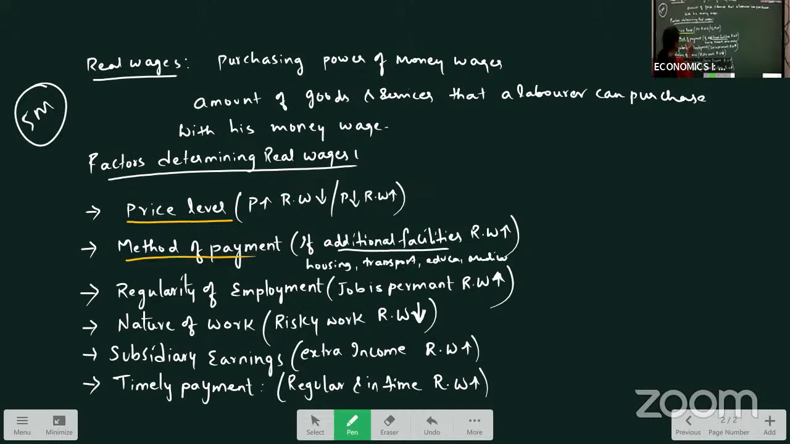Okay. Method of payment means when we are working somewhere and we receive the income, if additional facilities such as housing allowance, traveling allowance, medical allowance or educational allowance are included in our salary, then our real wages will be high. Because with that money, we can purchase more quantity. Okay. If these facilities are not included in your salaries, then real wages will be low.